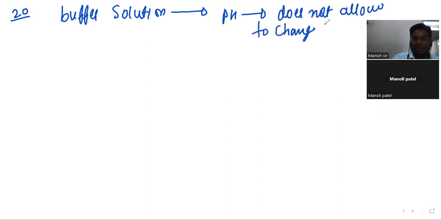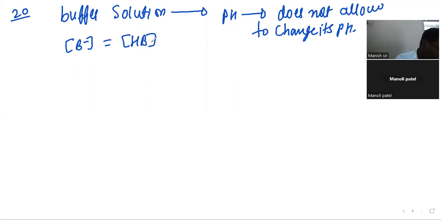So in a buffer solution containing equal concentration of B minus and HB, that is, concentration of B minus equal to concentration of HB, right? And Kb for B minus is given, that is 10 raised to minus 10. The pH of the buffer solution you have to tell. It is asked in 20.